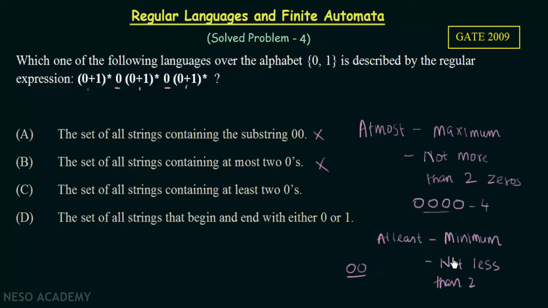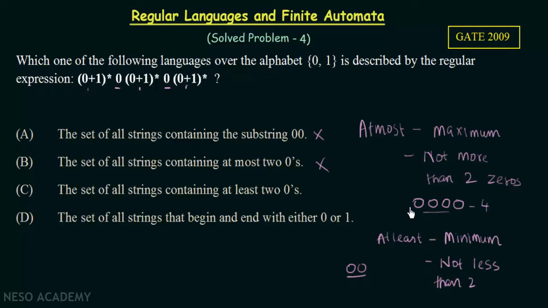So we see that minimum 2 zeros should be there. So at least 2 zeros are going to be there in this regular expression. So this option says the set of all strings containing at least 2 zeros. So at least 2 zeros are going to be there for sure in any string that is generated by this regular expression. So it will never be less than 2 zeros, but it could be more than 2 zeros.